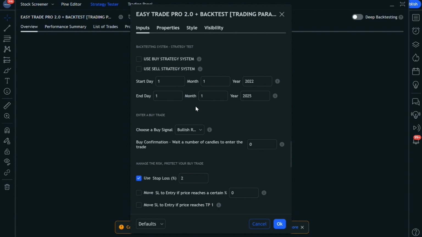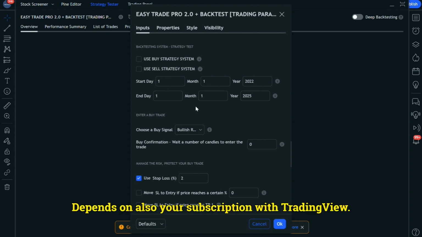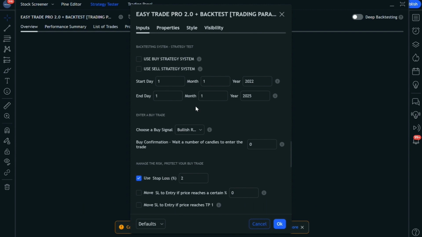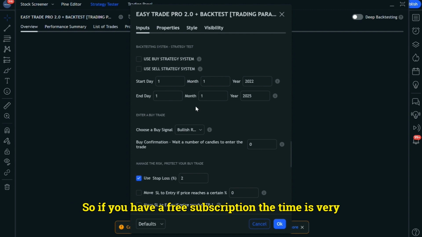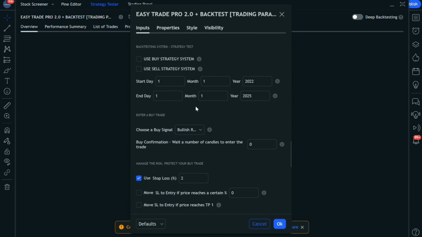One thing is important: the length of the backtest also depends on your subscription with TradingView. So if you have a free subscription, the time is really limited.